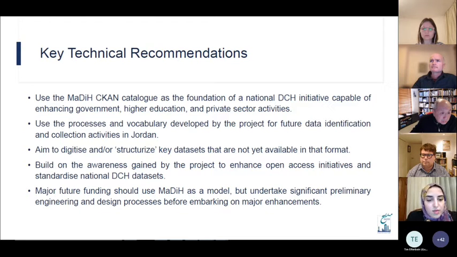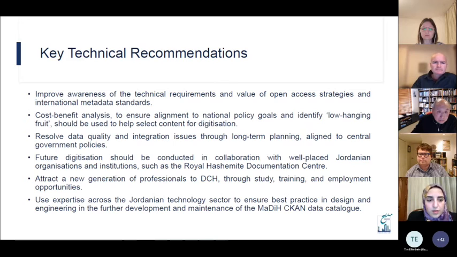MaDiH can be seen as a model for future funding and needs to undertake preliminary engineering and design processes before embarking on major enhancements. So it can be a start or a sample or a model or a pilot project that will help other initiatives in the future. And we aim, inshallah, to look for funding and complete the project at different stages.